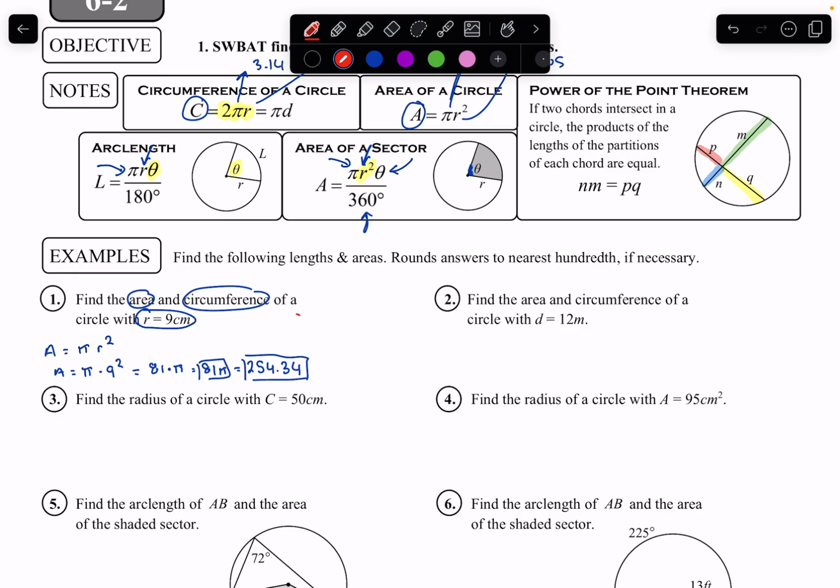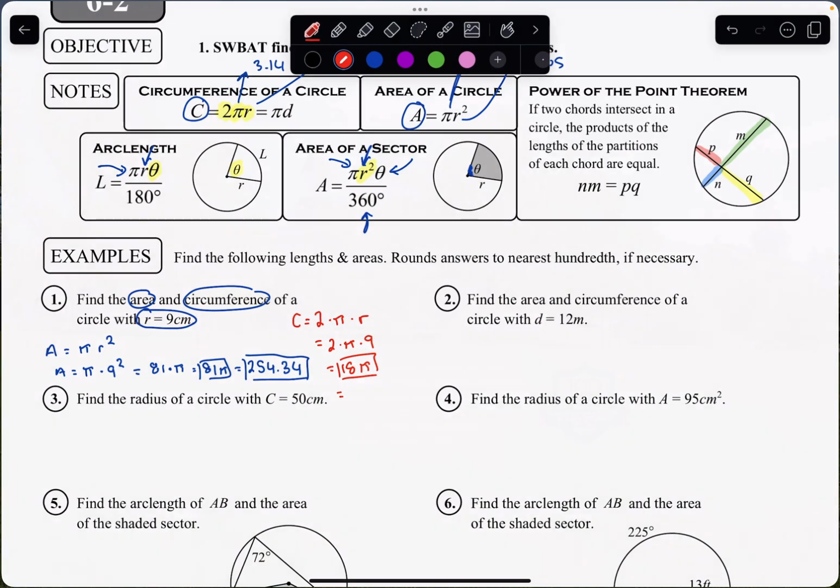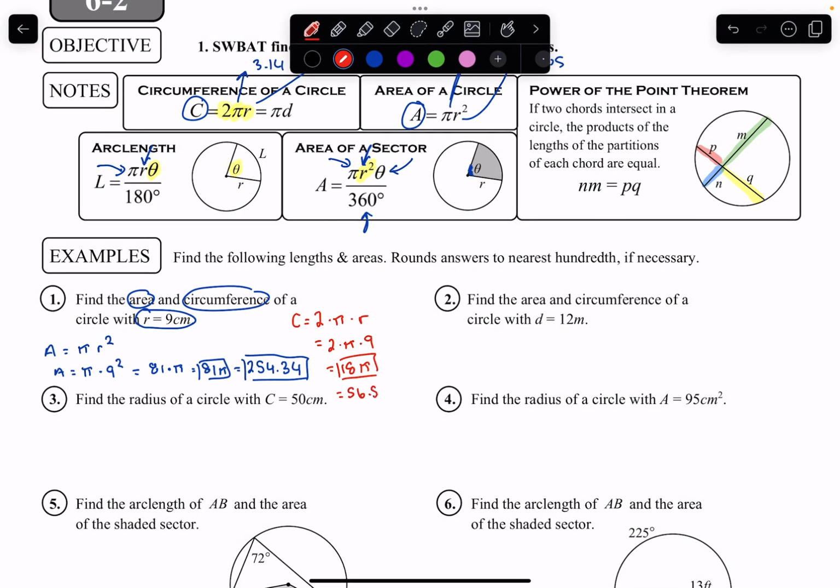Now to find the circumference, the formula up above tells me to take 2, multiply it by pi, multiply it by radius, r. So that is going to equal 2 multiplied by pi multiplied by 9. 2 times 9 is 18, so this is either 18 pi, that would be a great answer, or if you want to plug it in your calculator, you do 18 times 3.14, and you get 56.52. So 56.52 would also be an acceptable answer.